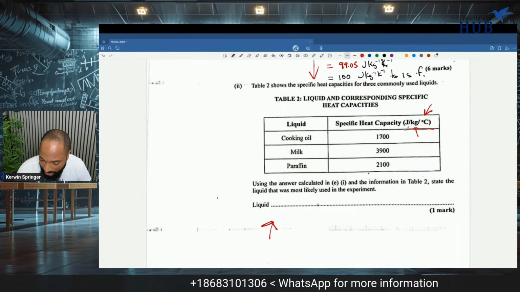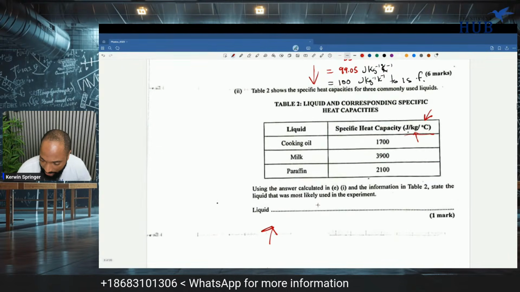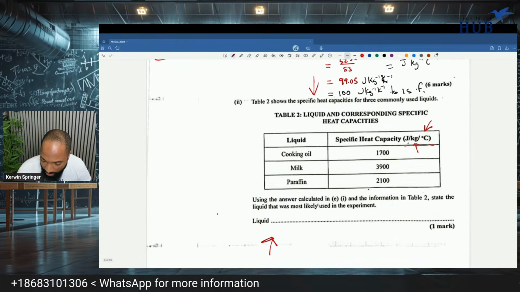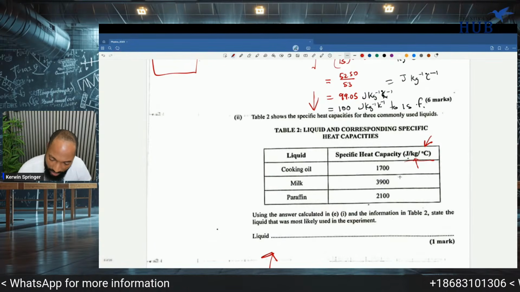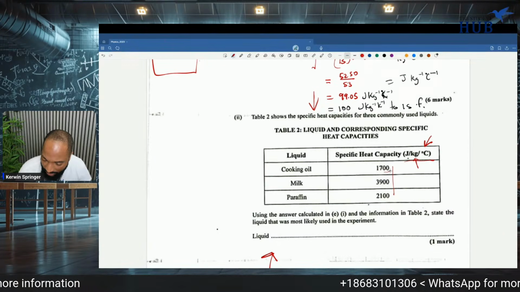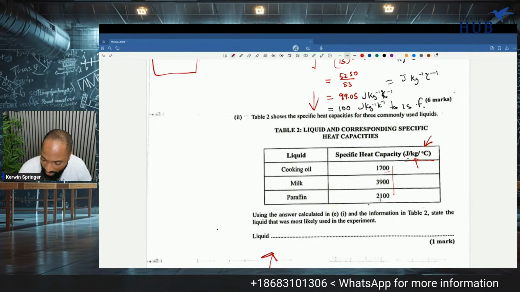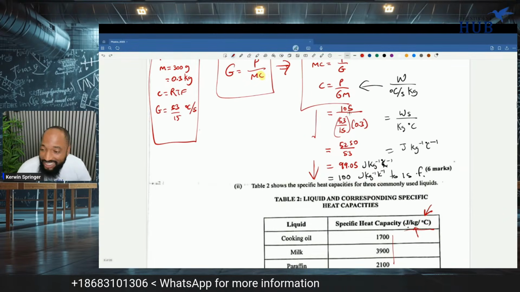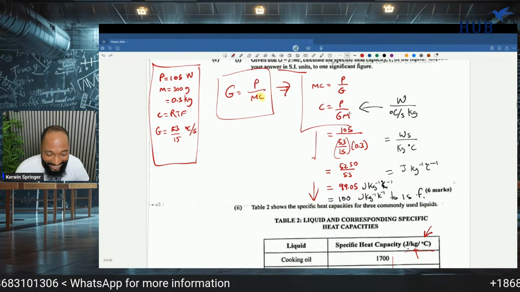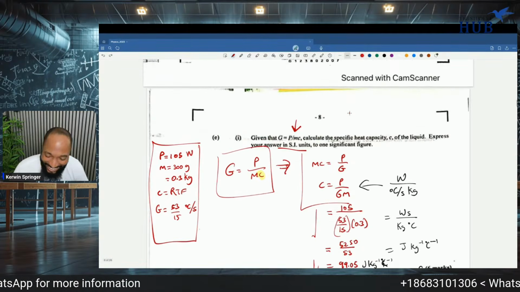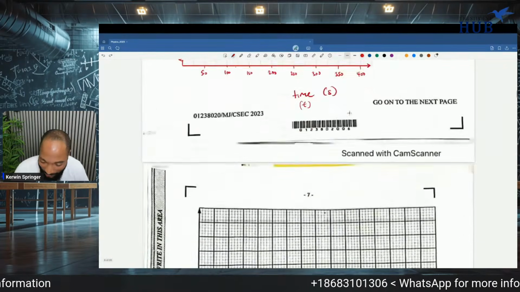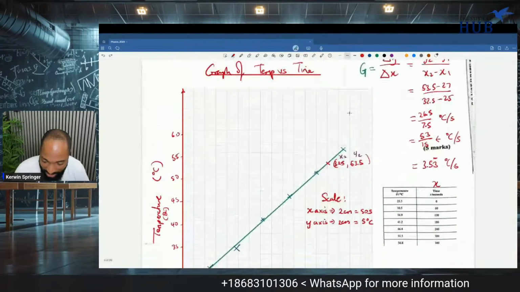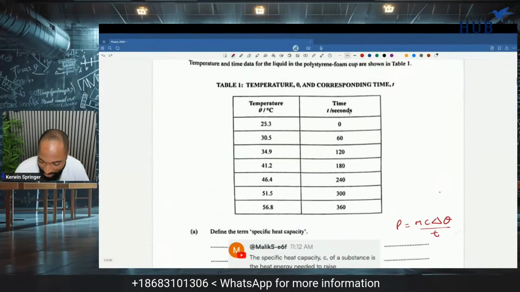Using the answer calculated, state the liquid that was most likely used. All right, so we could have done something wrong because watch, this is 1700, 3900, 2100, but we get 100. Highly suspicious work we're doing here. Highly suspicious things. Let's go double check. Let's make sure everything is in the right units.